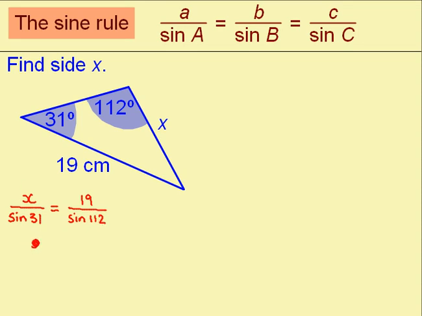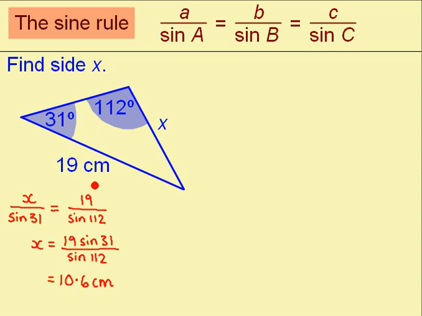Rearranging to make x the subject gives us 19 sine 31 over sine 112, and typing this carefully into the calculator and rounding to 3 significant figures gives us an answer of 10.6. Because it was a side that I was looking for, the units are centimetres.